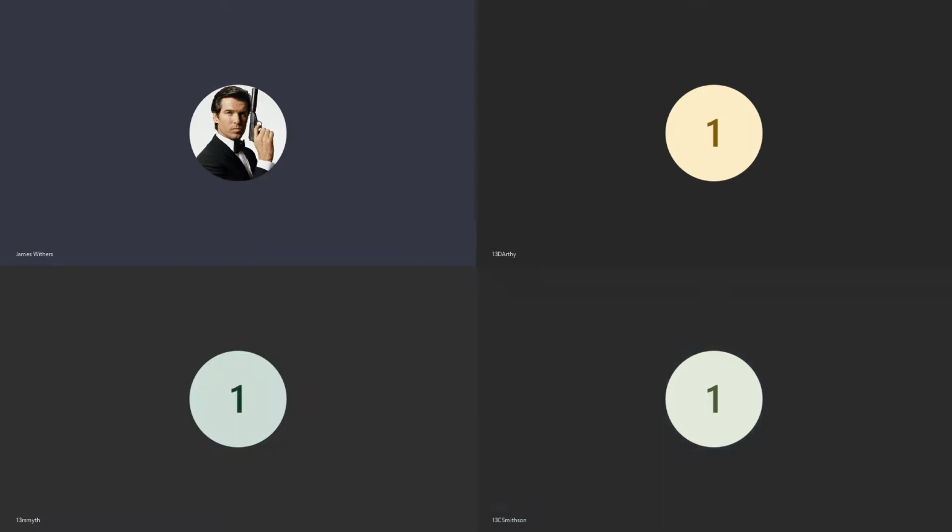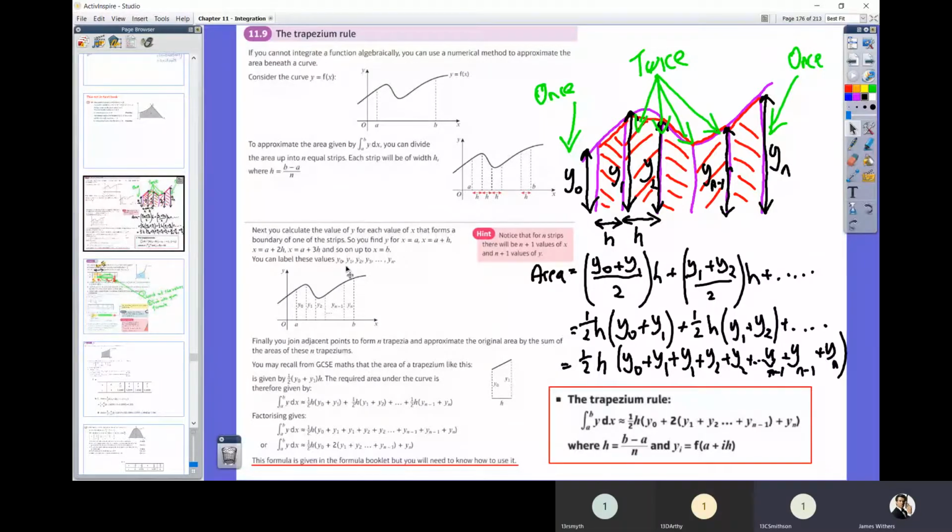Okay, so welcome Upper Sixth, our second last lesson. I will be keeping the final period for our proper lesson when we will go over the differential equations. So this is the trapezium rule. This is a completely standalone topic.